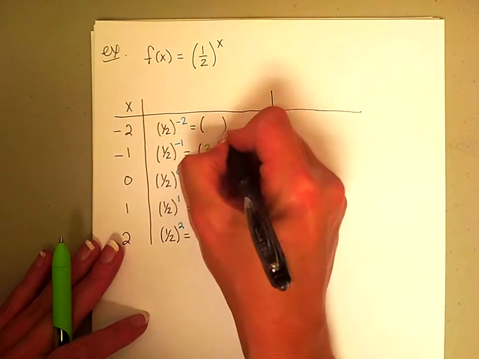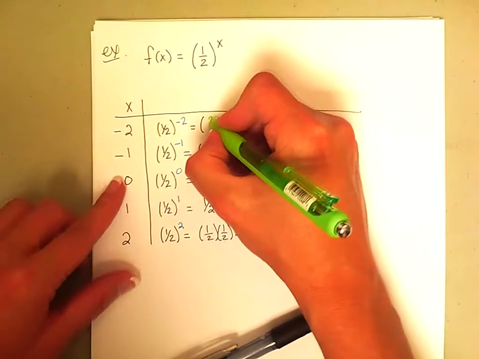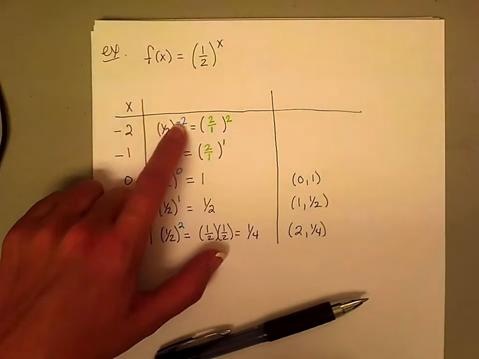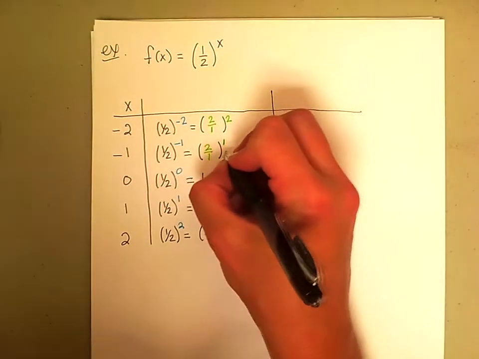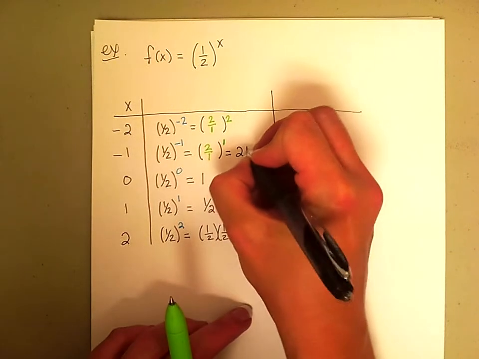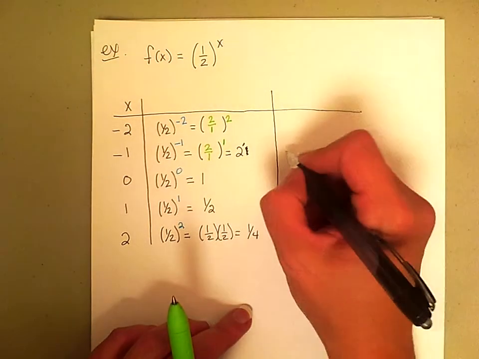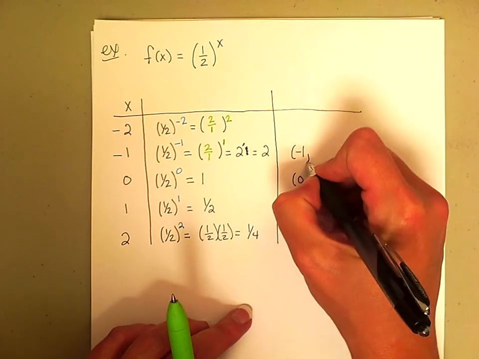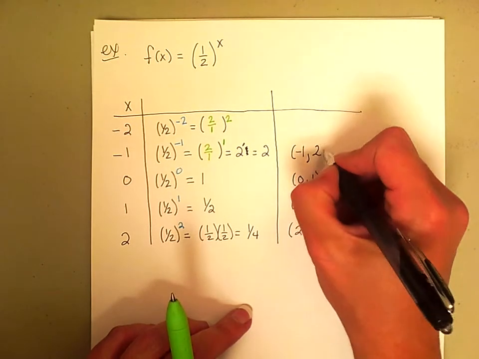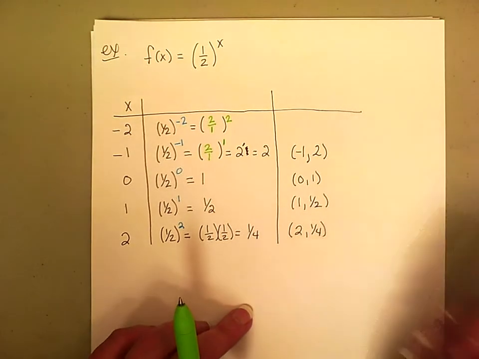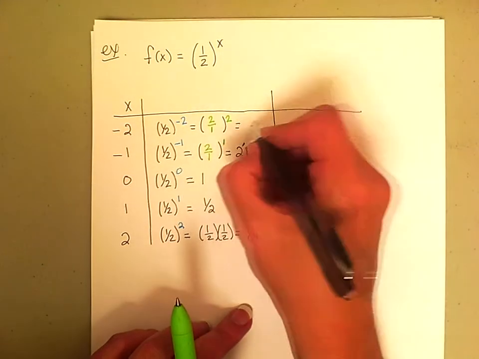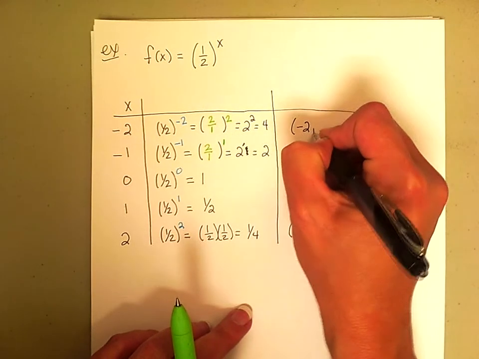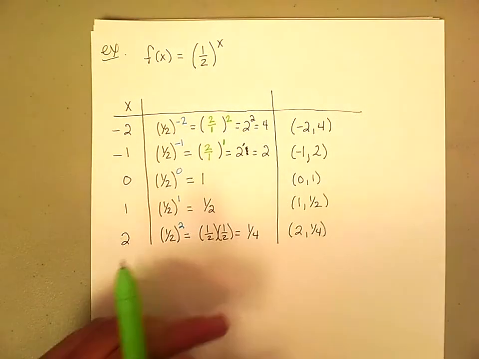We could do the same up here as well. Take the reciprocal, 2/1, and now it can be raised to the positive 2. So this just becomes 2 to the first, which is just equal to 2. So at negative 1, we have a y value of 2. 2/1 is simply 2. 2 squared is 4. So we have the ordered pair, negative 2, 4.